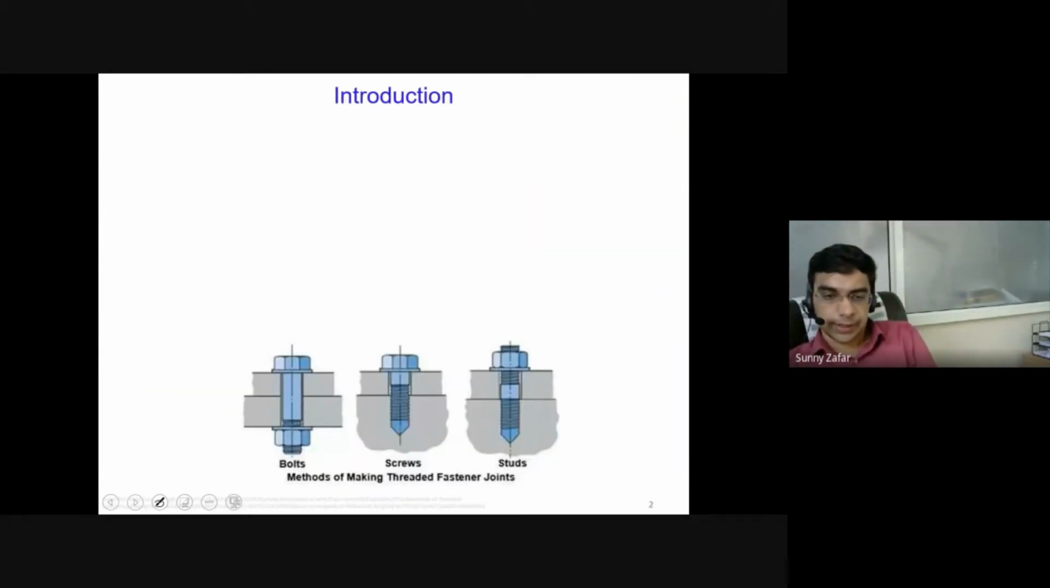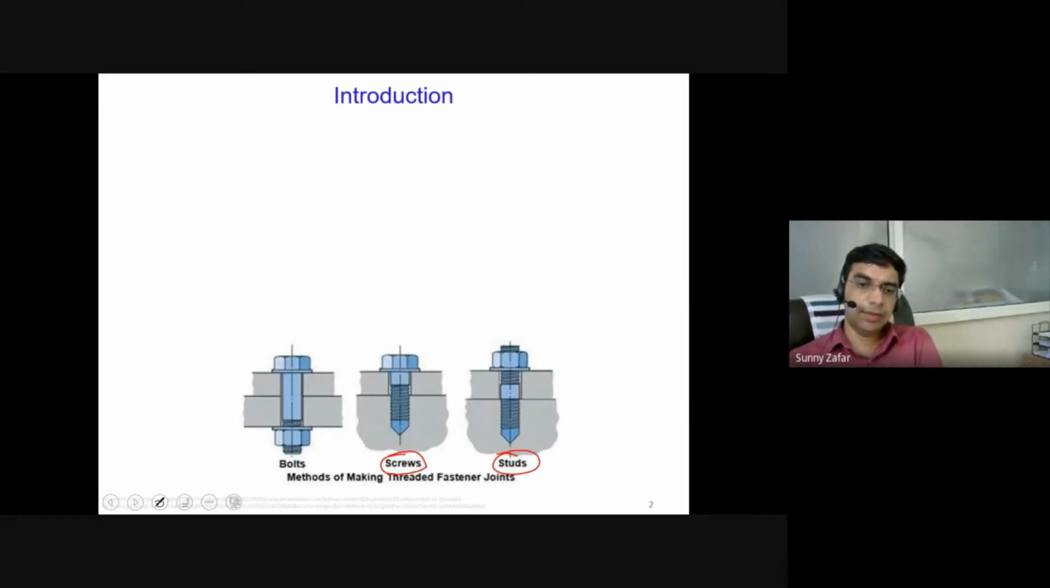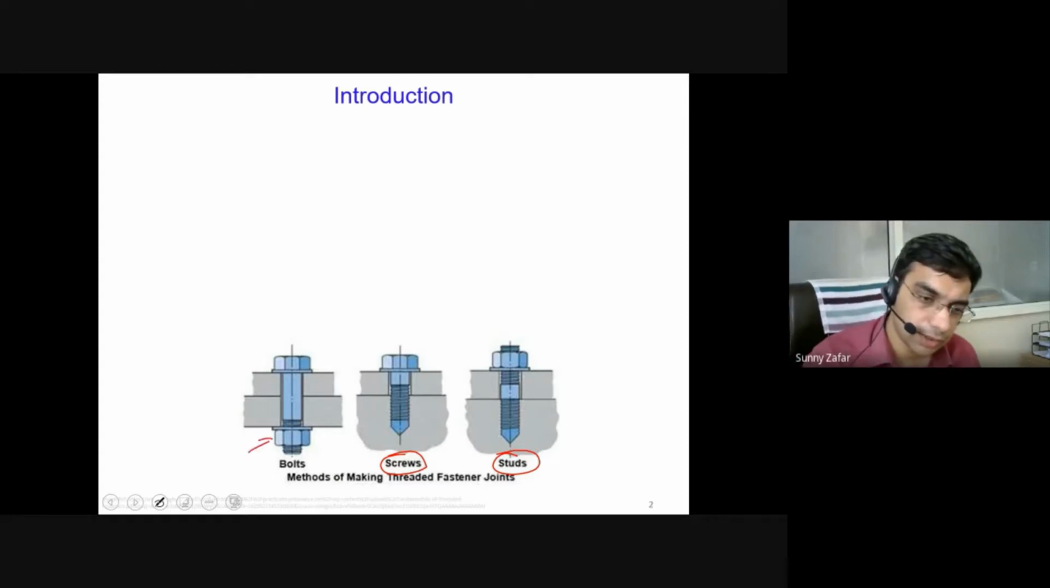Beyond these bolts and nuts, there are other fasteners which include screws, and then there are studs. There is a difference between a screw, a bolt and a stud. Screws are generally self tightening, meaning you don't need a nut. In a bolt, you need a nut to lock the bolt into these two parts. This is part one, which is to be joined. This is part two, which is to be joined.